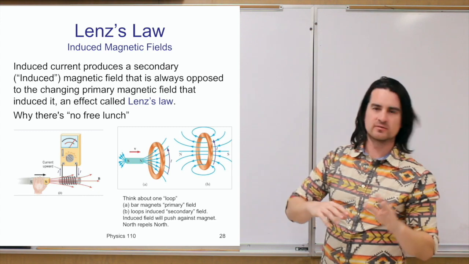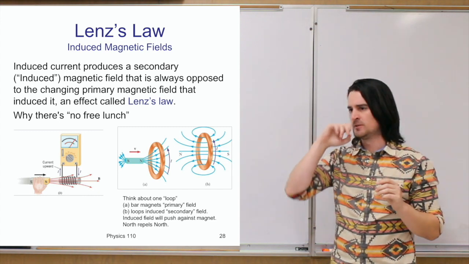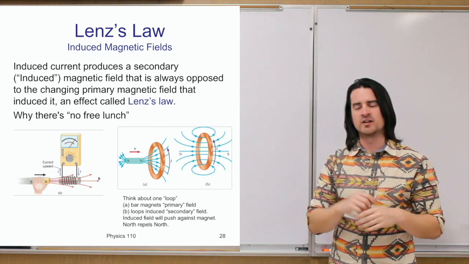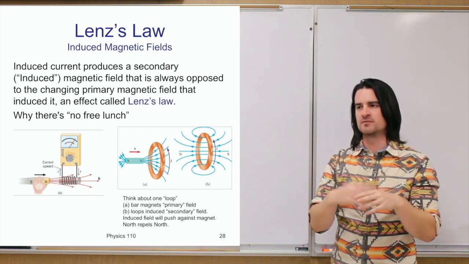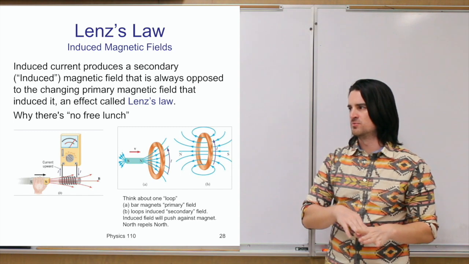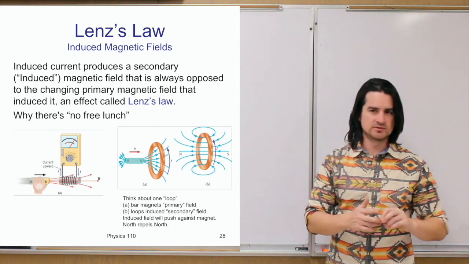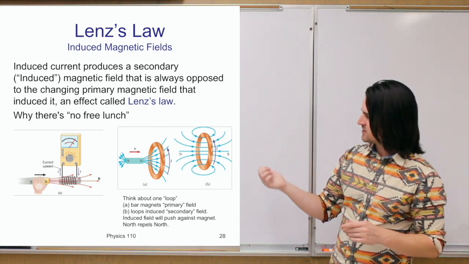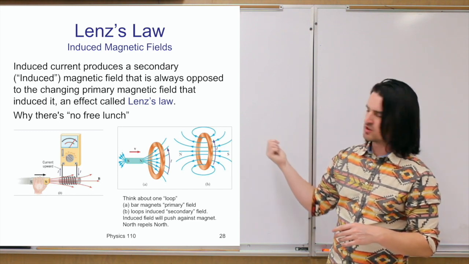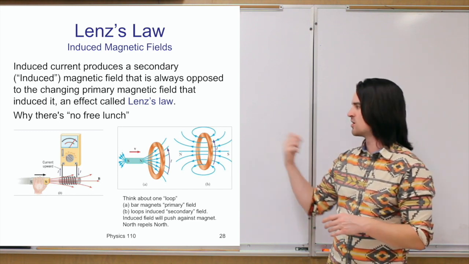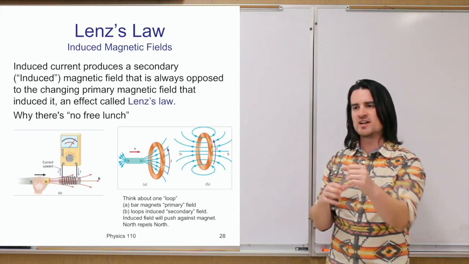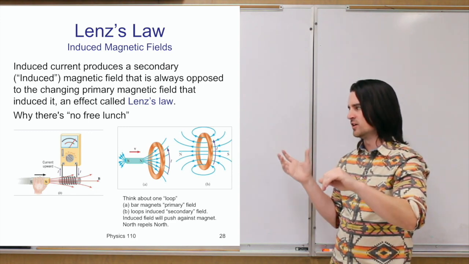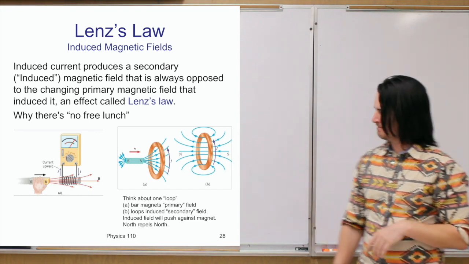So this is partly why you say that you can't have a free lunch by just moving a magnet in a coil or moving a coil within a magnetic field in order to produce more and more current. It's because the faster you move that magnet, the more current you're going to induce, the stronger magnetic field you're going to induce, and the harder it's going to be to move that magnet. Right? Because any way you move that external magnet, the coil is going to do something to oppose that.